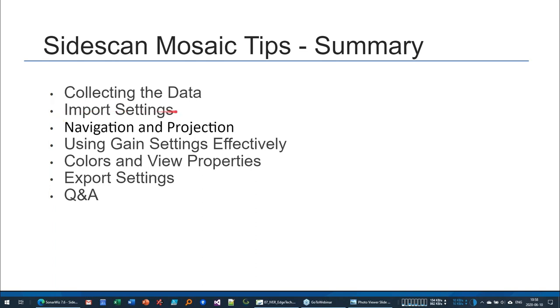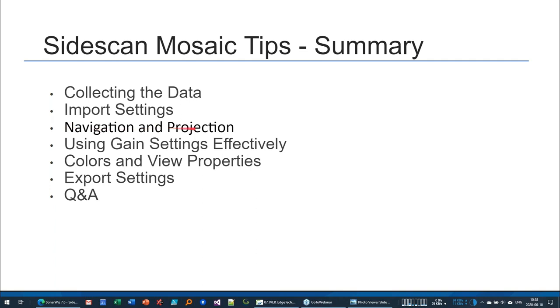Your import settings control what the ultimate resolution is going to be. So you want to set an appropriate import resolution to the output that you intend to do. So if you need 10 centimeter resolution output, then you have to import at the highest possible across track resolution. But don't fixate too much on the across track resolution, because it's the speed through the water that is usually the limiting factor on how much data you have.